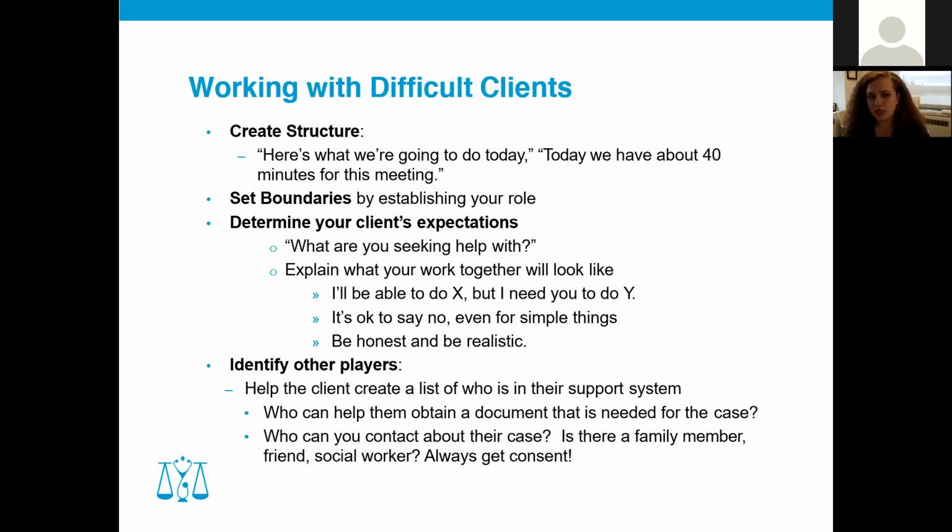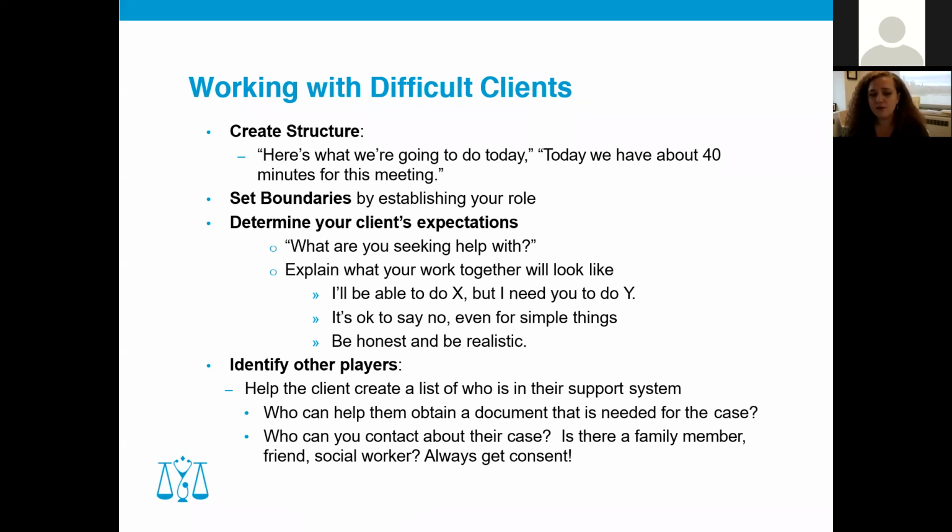One thing that really helps is creating structure and letting them know that you have a limited amount of time for a meeting, or that these are the three things we need to accomplish today. There's definitely boundary setting about your role. People will try to come to you for things that are not your job to do. And then you really need to manage your client's expectations, what our work together will look like. A lot of times it's about empowerment. It's about saying, I will be doing this, but you also have to do something here, like you need to get your records, or have your doctor fill out this form. A lot of times some onus has to be placed on the client.